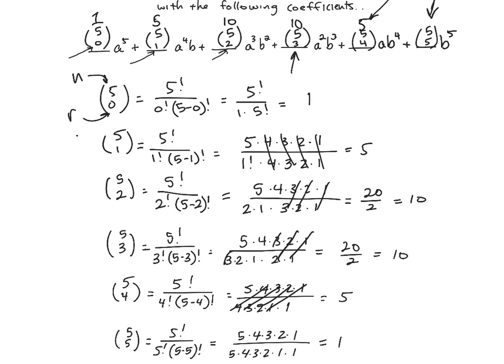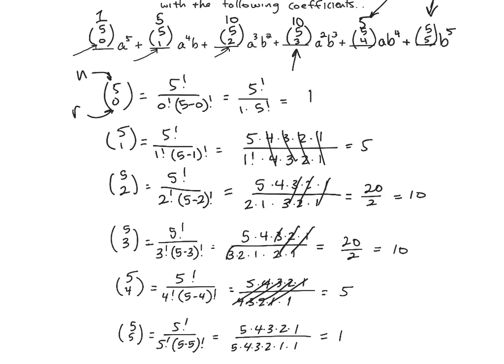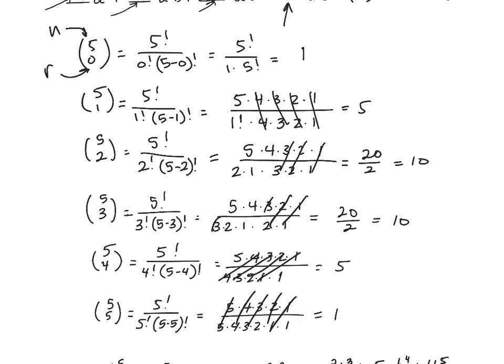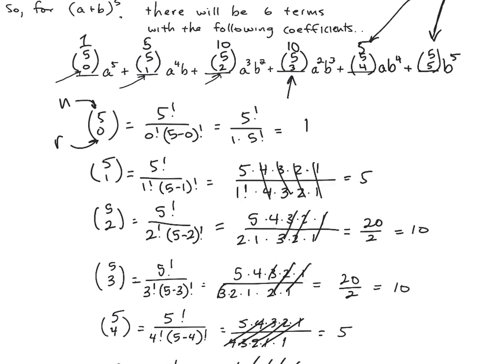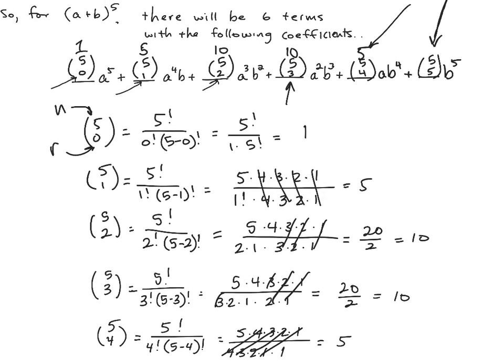And finally, 5 choose 5. So we have 5 factorial divided by this 5 factorial, which just means the 5s and the 4s, 3s, 2s, the 1s are going to cancel. And then it's 5 minus 5, which is 0 factorial. Remember, by definition, that's 1. So it's 1 divided by 1, which is 1. So 5 choose 5, finally right here, that coefficient is 1.